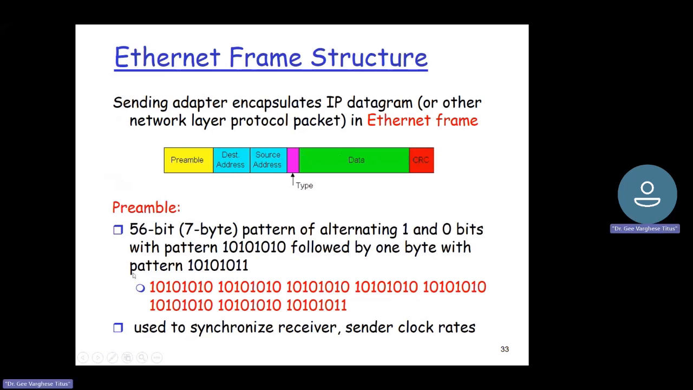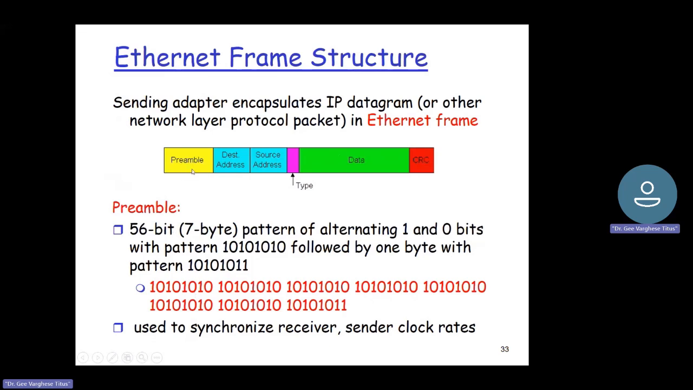The preamble is basically a 56-bit, 7-byte pattern alternating between 1 and 0. So 10, 10, 10, 10, followed by 1 byte with the pattern 10, 10, 10, 11. So you have all these things, and you finally will have this particular pattern. So this is basically the preamble, and it is used for synchronization.